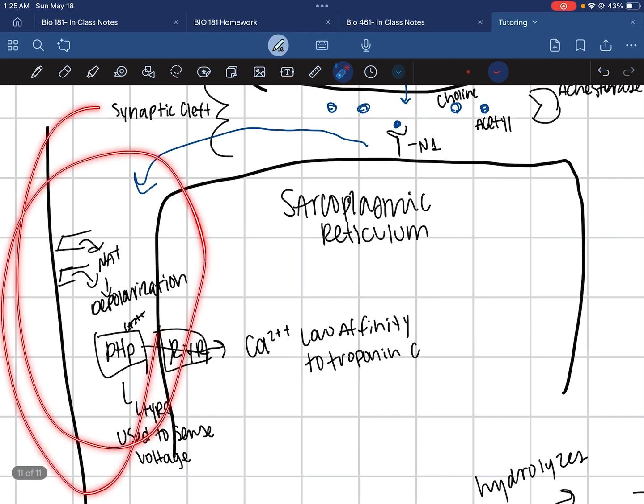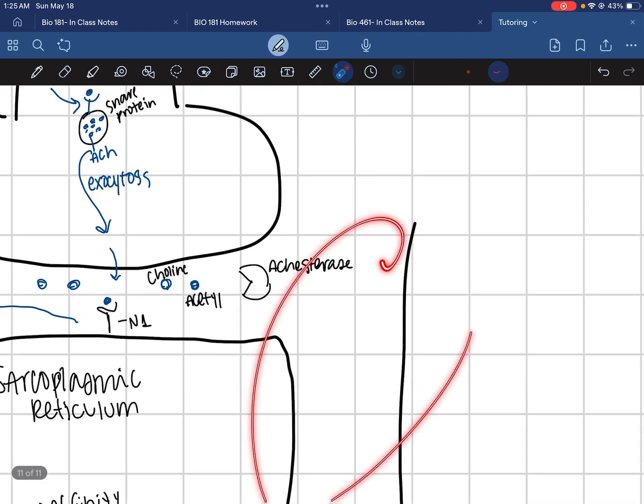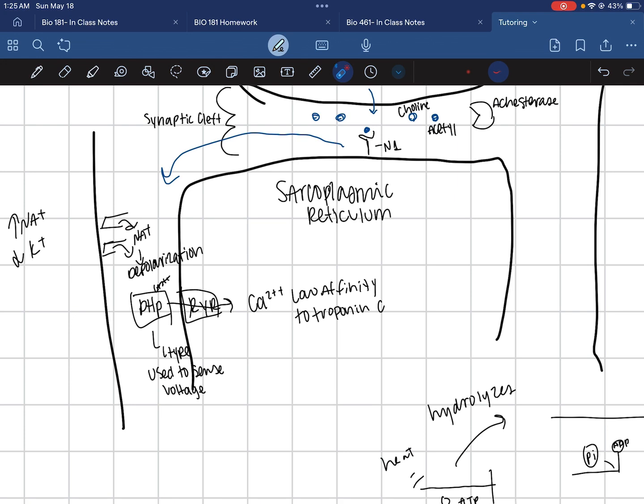And then we're going into the T tubules. These are the T tubules. They surround both sides of the sarcoplasmic reticulum.